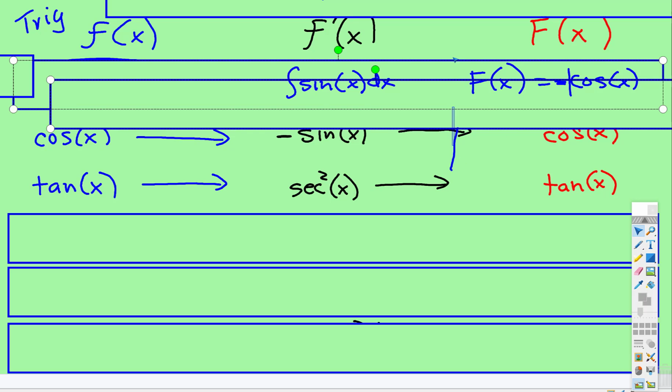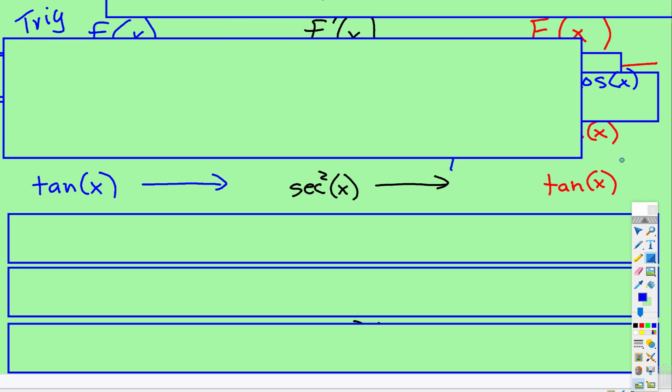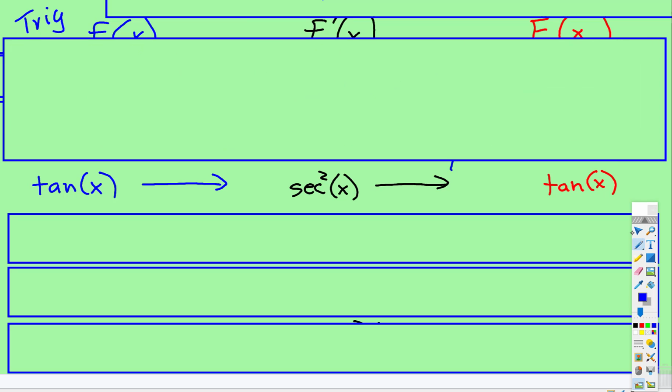All right. So now we have tangent. The derivative of tangent is secant squared x. So if you have the integral of secant squared x dx, the answer would be capital F of x is equal to tangent x plus capital C.